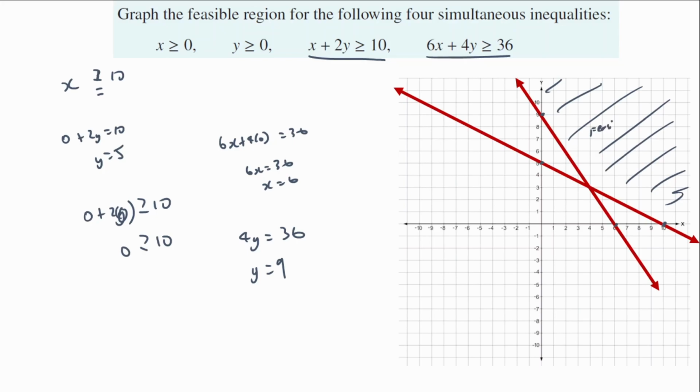Feasible region, and also make sure you tell us what that intersection point is. In this case, it will be 4, 3. As you can see, go right 4 and up 3.